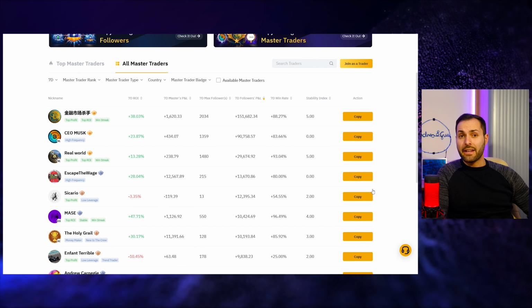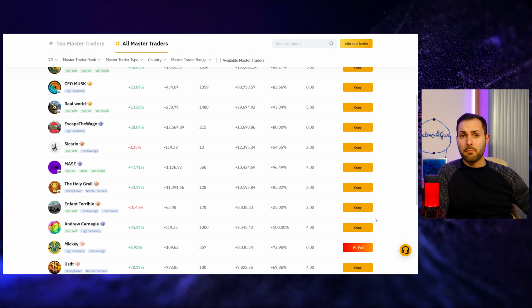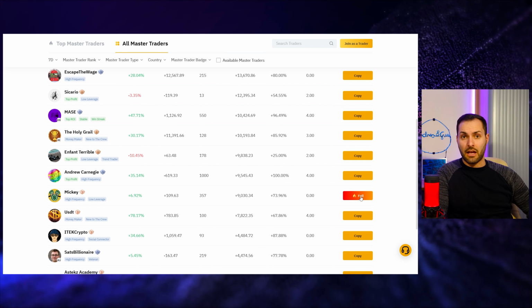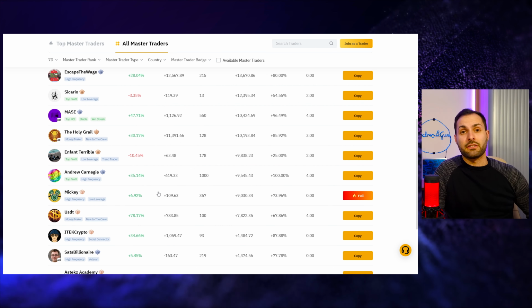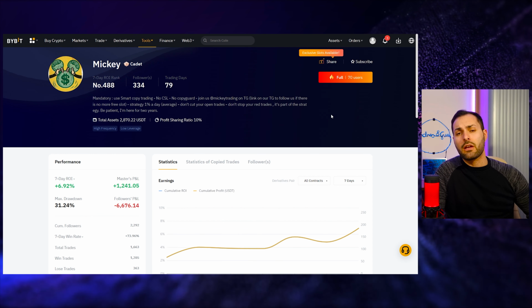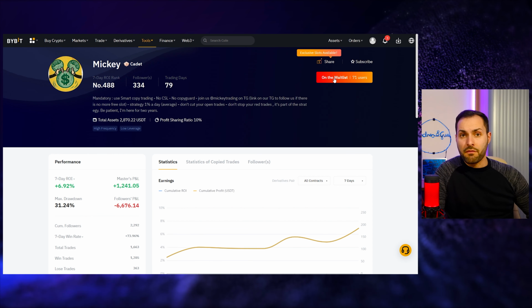On the right hand side, we can check whether traders may have reached their capacity and are not accepting any new followers at the moment. However, users who are interested in copying their trades can opt to be put on a wait list by clicking on the trader's name and on full to receive an alert when a spot opens up.